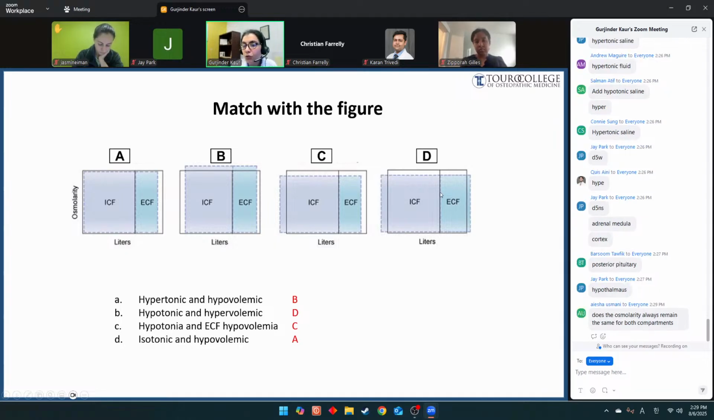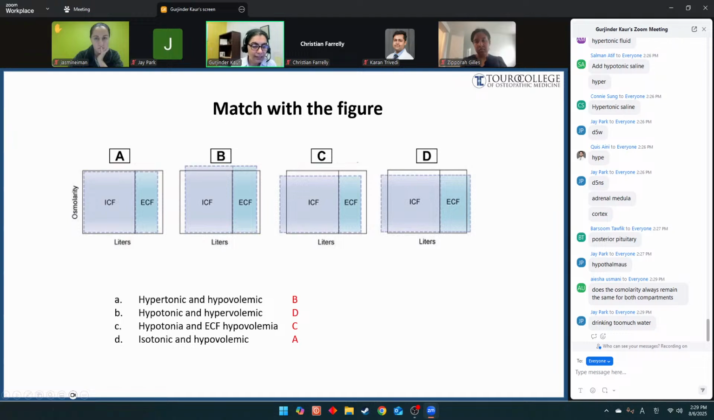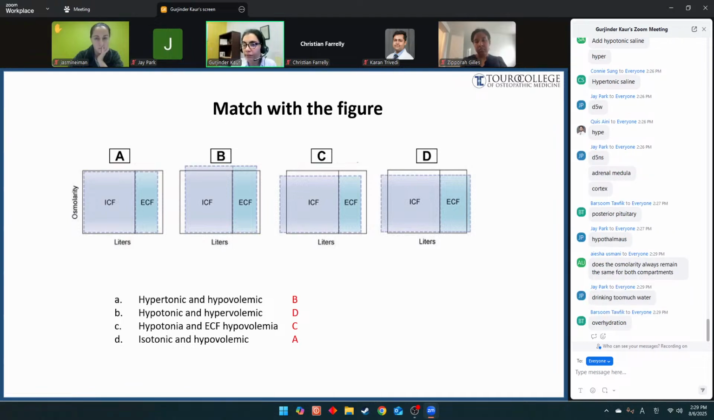Any other thing that comes to your mind when we see such a figure? Simple scenario. Yes, drinking too much water, plain water, where you're not adding any minerals or any ions or anything after vigorous exercise. You're just drinking 2 liters of plain water. You're basically diluting the osmolarity there. Yes, overhydration. Good term.